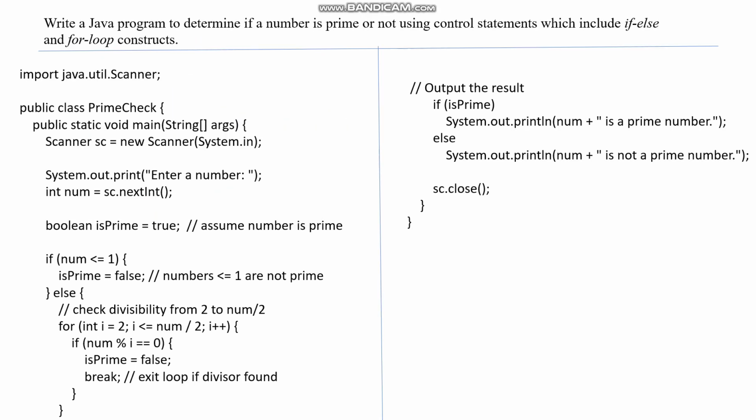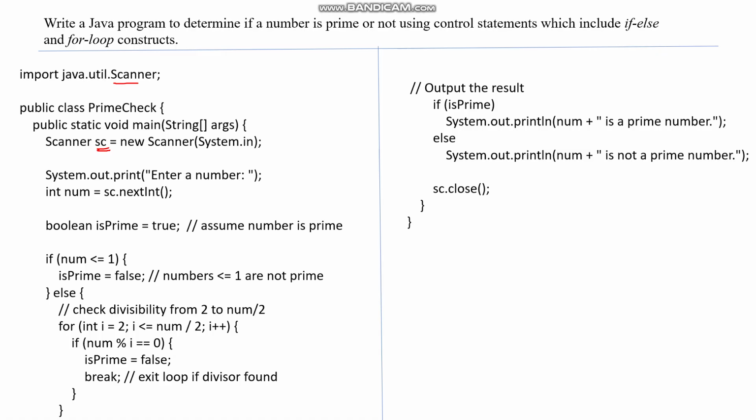Now coming to the program point of view. import java.util.Scanner. Here I wrote the Scanner class because in my code I am reading the value from the user. To read the value from the user I need the Scanner class. public class PrimeChecking, public static void main(String[] args). Scanner sc = new Scanner(System.in). For the Scanner class I am creating the object; the object name is sc.